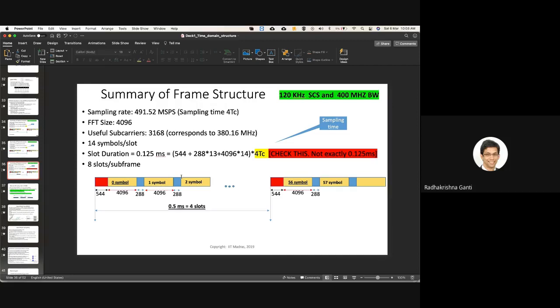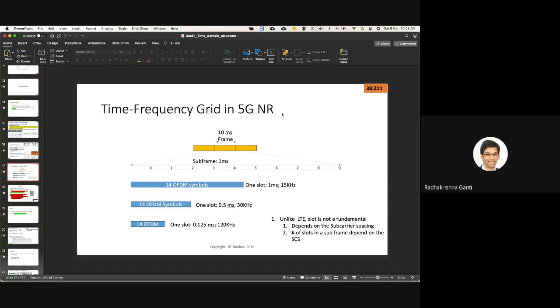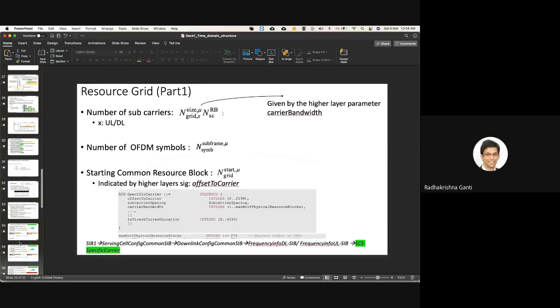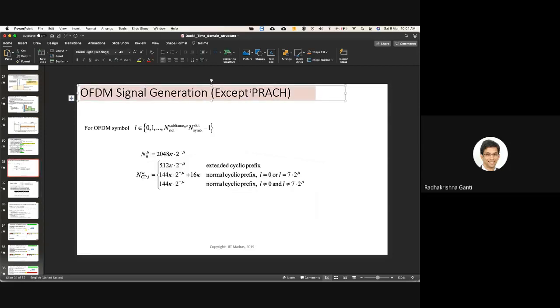Okay, so let's recap what we have done till now, in terms of frames, subframes and other things, and then we'll go to the next thing. So frame is 10 milliseconds, subframe is 1 millisecond. Sir, for PRACH it is something different. PRACH is completely different. When I say this is only for everything except PRACH, PRACH is a completely different thing. We'll come to it when I do PRACH and the uplink, and I'll tell you how it happens. It's much more confusing. This is only for normal OFDM.